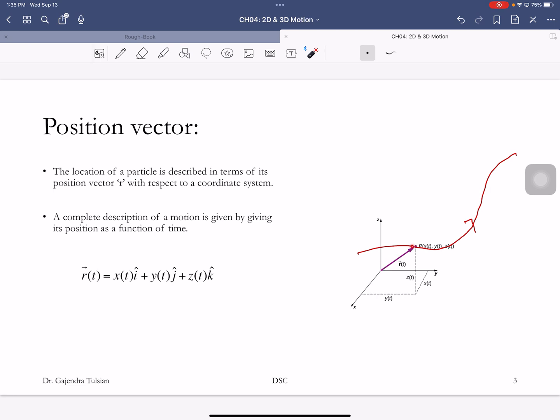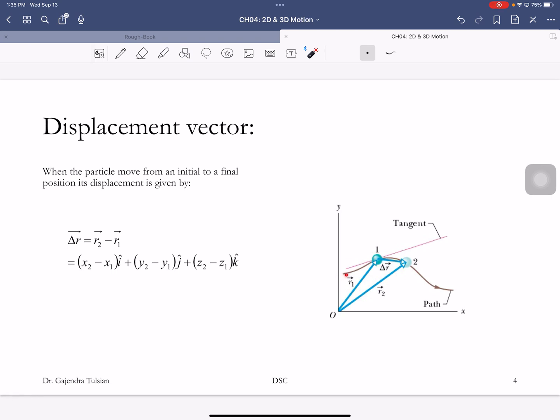There's the projection of the location on the xy plane, and here's the projection in the xy plane. This is the x component, here's the y component, and here's the z component. So if you're describing a three-dimensional motion, you're giving me these three functions: x as a function of time, y as a function of time, z as a function of time.